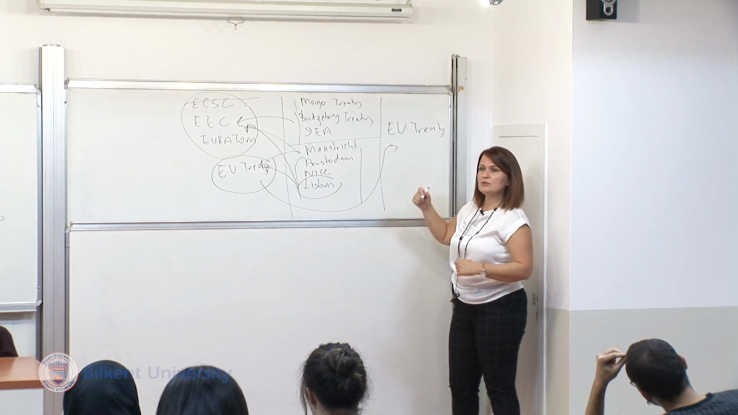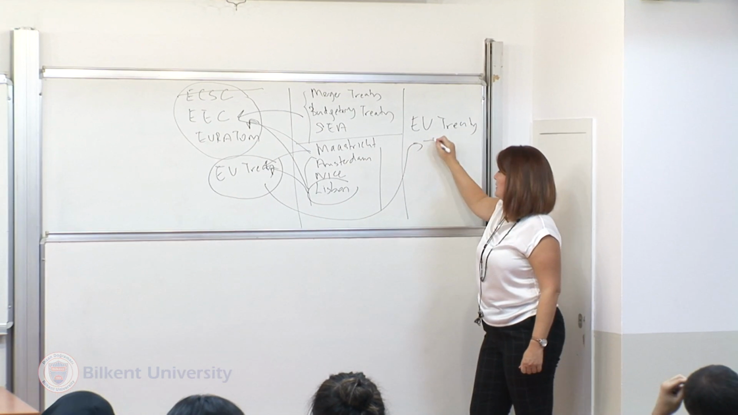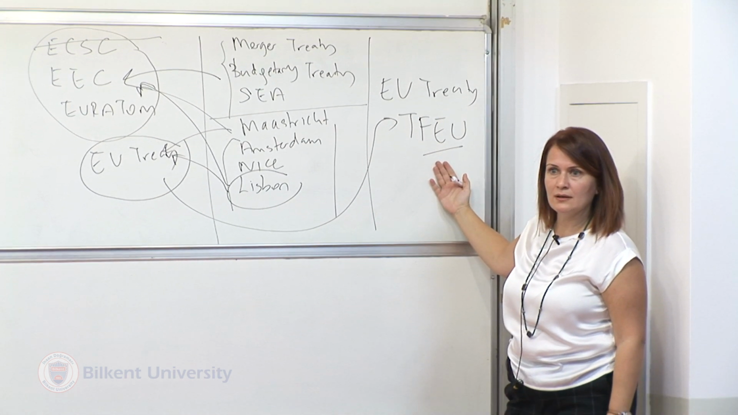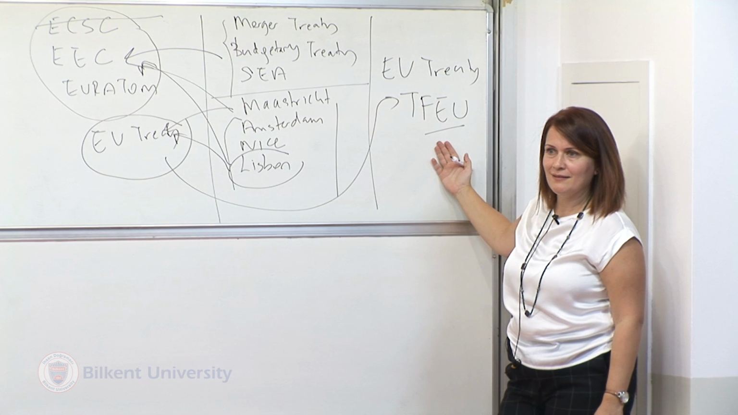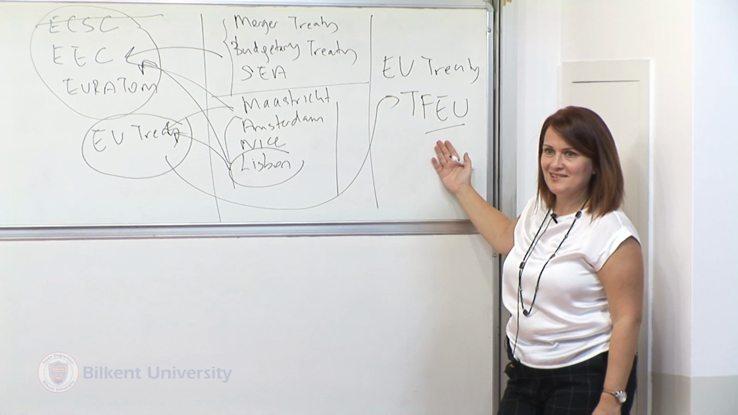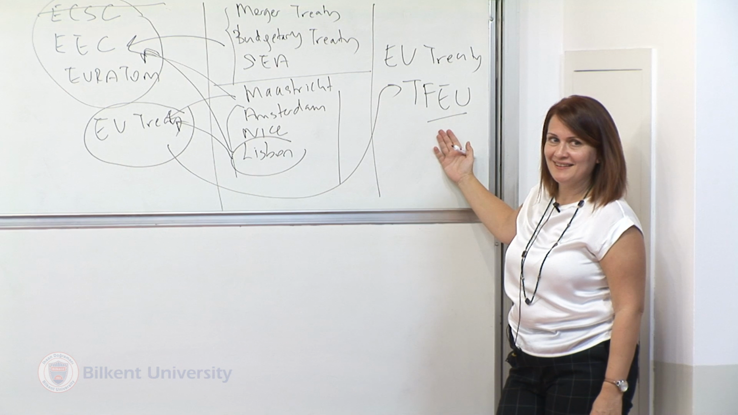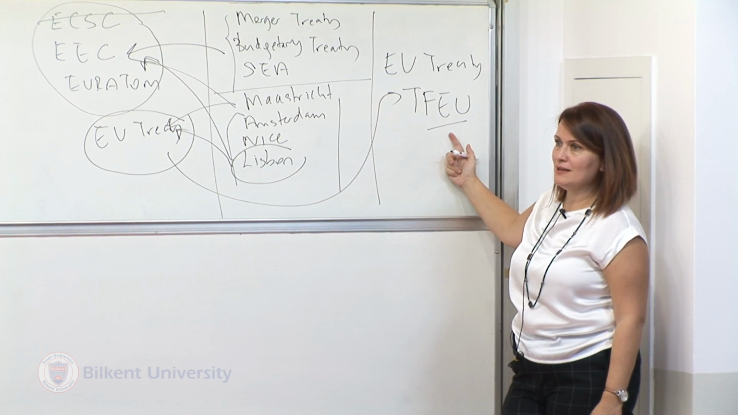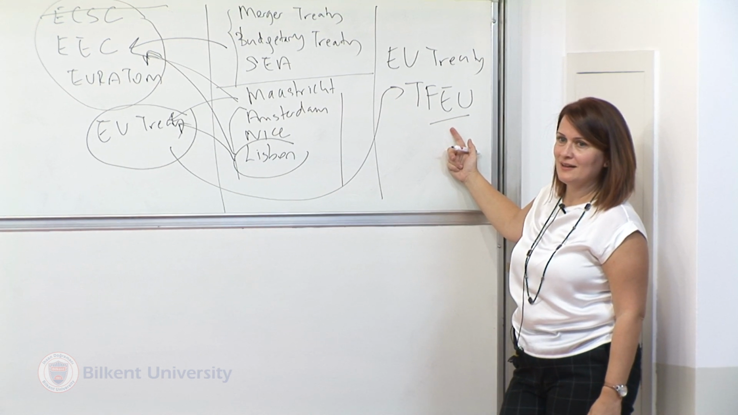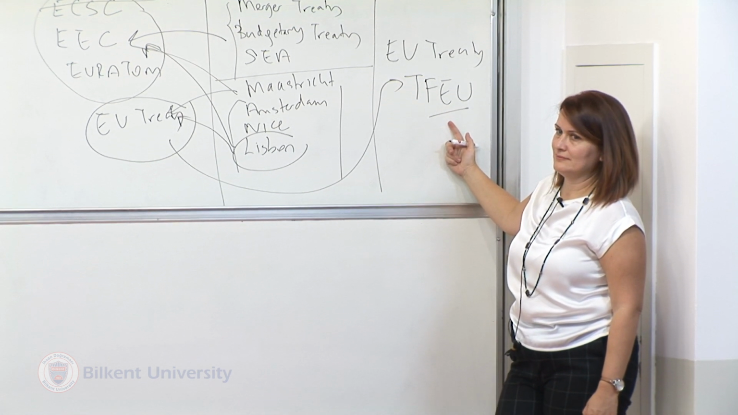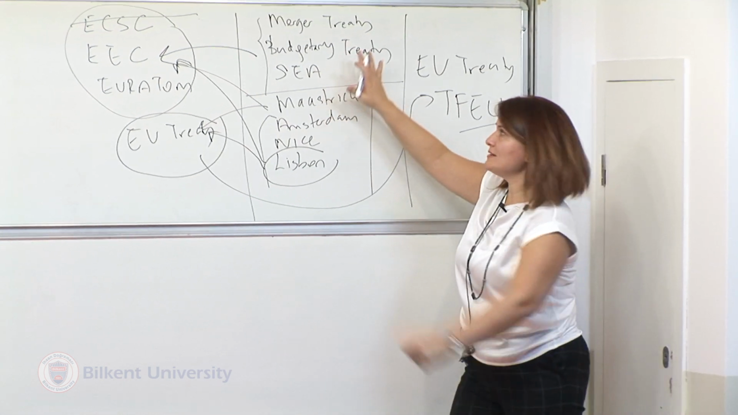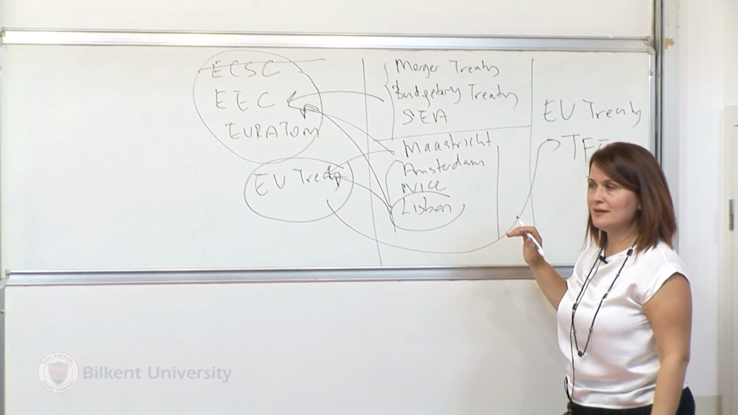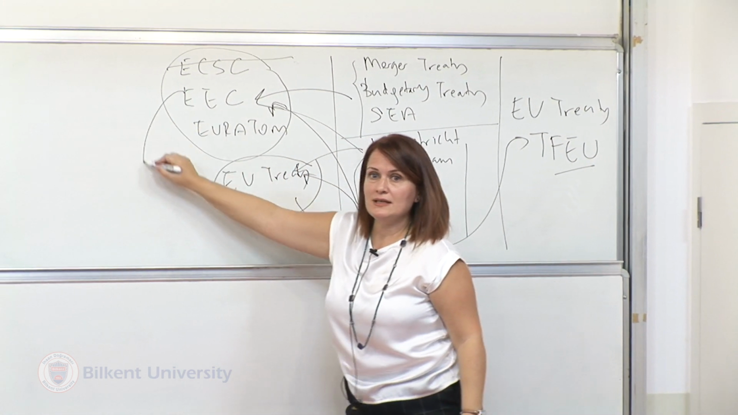Then, which treaty do we have? The Treaty on the Functioning of the European Union. Now, what is this? Is this a new treaty? The amended version of Maastricht? It cannot be Maastricht. This is amending. We need a founding treaty. Yes, this is the oldest EEC treaty.